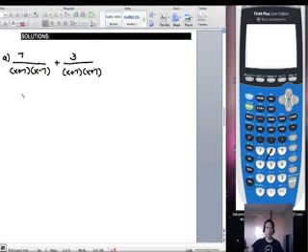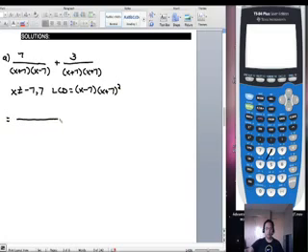Okay, so now we can state our restrictions. x cannot equal negative 7 or positive 7, and my LCD is going to be equal to x minus 7 times x plus 7 squared. So that's this element there. Okay, so we'll rewrite this all according to our new LCD.